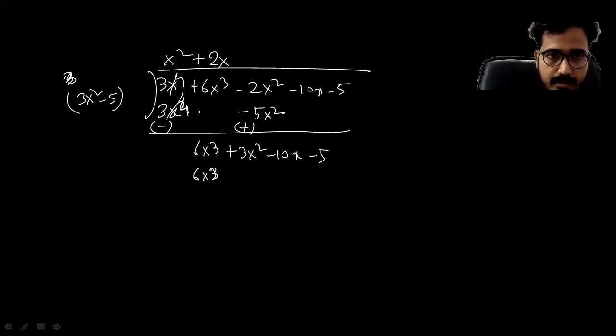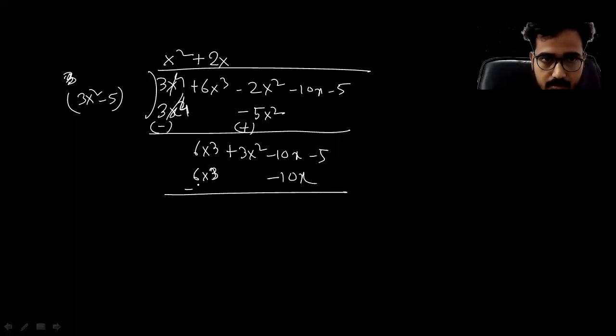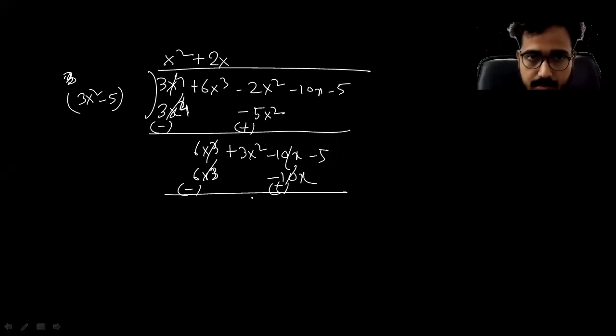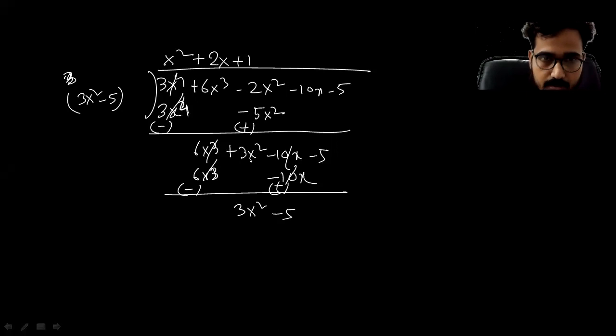Then it will be minus 10x. So you have to put here. Now it will get cancelled and it will be plus, so it will get cancelled. The remaining terms are 3x square minus 5. This is 3x square, this is minus 5. Now same, so how many times? 1 times plus 1, so it will be 3x square minus 5.